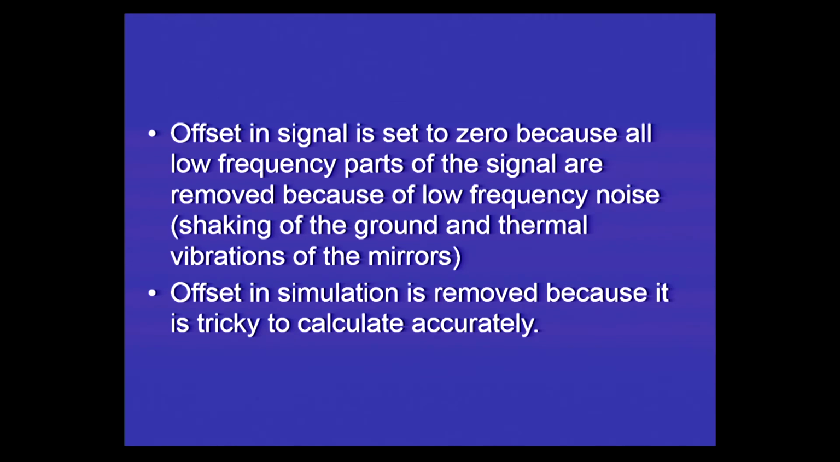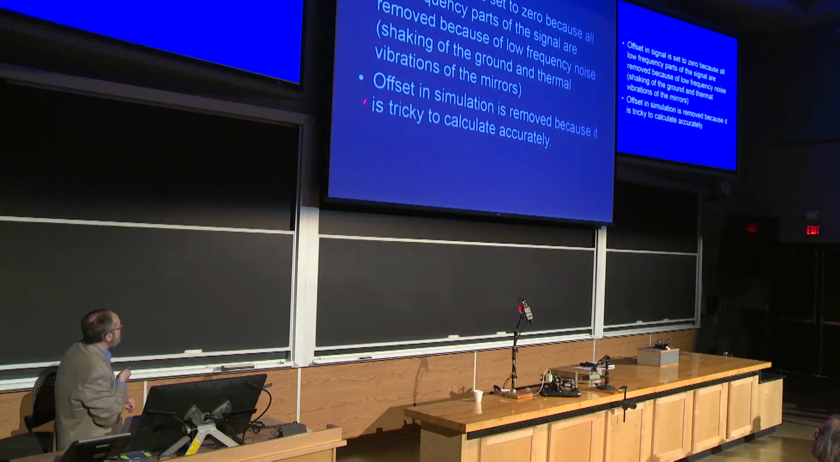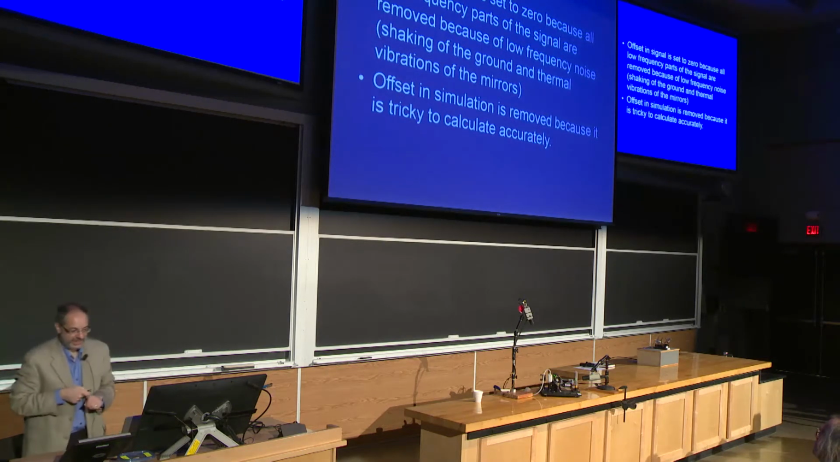Okay, so as I said, the offset in the signal is set to 0 because we have to take out the low frequency noise because it's too large, and the offset in the simulations is removed because it's tricky to calculate accurately.